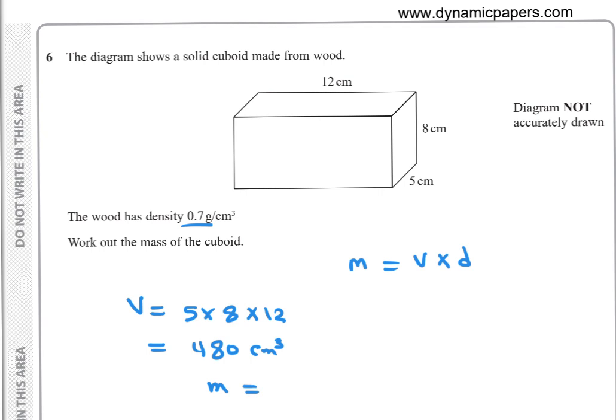Now the mass equals 480 times 0.7 equals 336 gram.